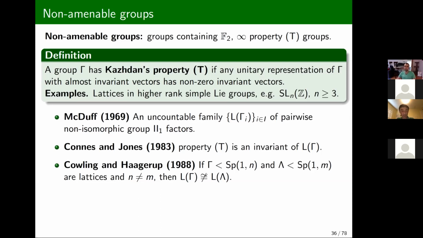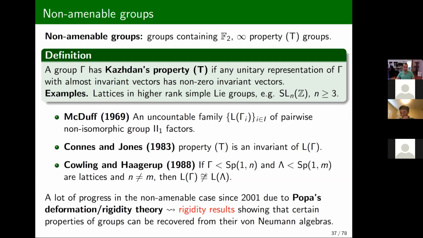And I should say that the problem of classifying group von Neumann algebras or group measure space algebras was really intractable for a very long time. So there's been a lot of progress since the early 2000s due to Popa's deformation rigidity theory. And the rest of my talk will concern results that were obtained using mostly these techniques. But let me just say here that this has led to rigidity results.